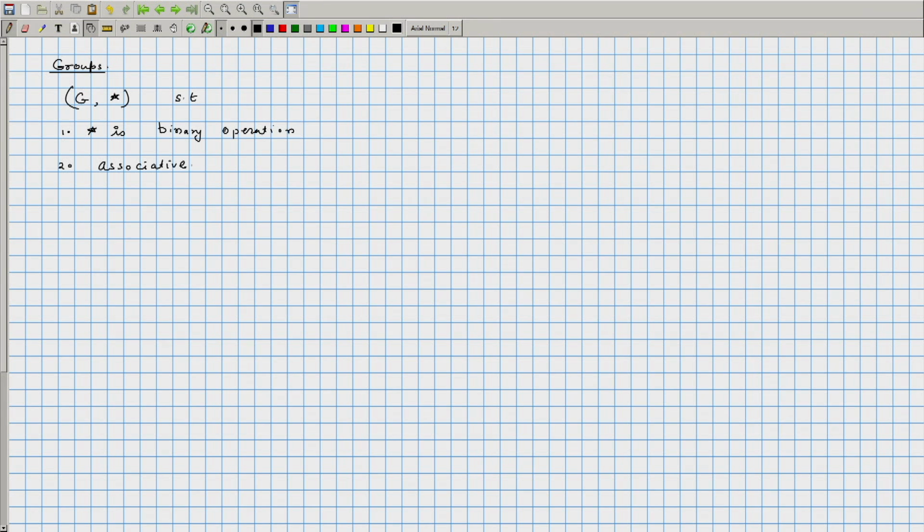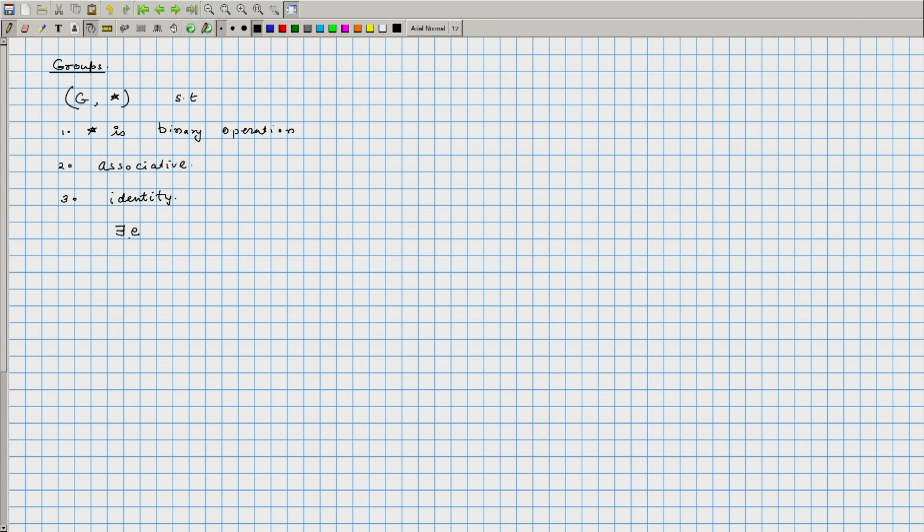Okay. That means for any 3 elements from G, A, B and C, A star B star C, no matter how you parenthesize it, you will get the same result. And the third property is existence of identity.